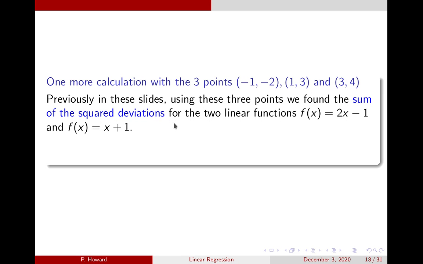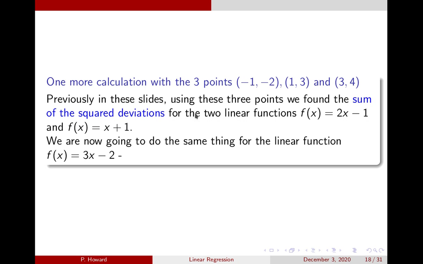But as we now know, f of x equals x plus 1 is not the best fit. So what I want to do in this example is take another random linear function and calculate the sum of the squared deviations for this new random linear function. But I want to do it using Desmos. I want to see how we can use Desmos to do this calculation and save some work. Okay, so our plan is to calculate the sum of the squared deviations for the linear function f of x equals 3x minus 2 using Desmos.